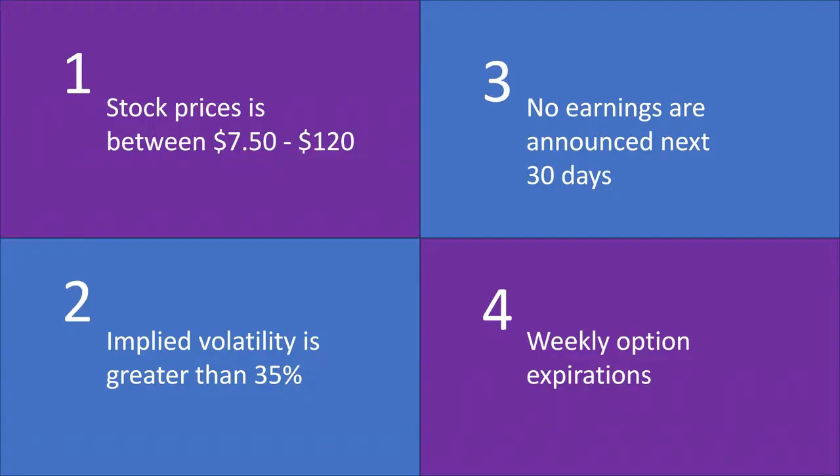A stock price range ensures the trade size fits capital allocation rules. Implied volatility captures stocks that provide sufficient option premium without extreme risk. No earnings in the next 30 days avoids exposure to unpredictable earnings announcements. Weekly option expirations guarantees the ability to trade in the structured 4-week cycle. This systematic screening produces a list of candidates with the right balance of liquidity, premium potential, and stability.